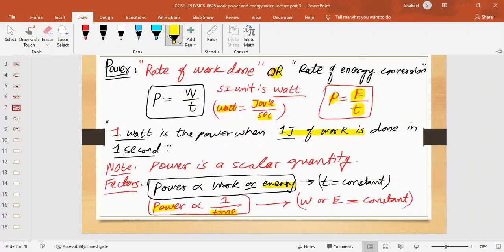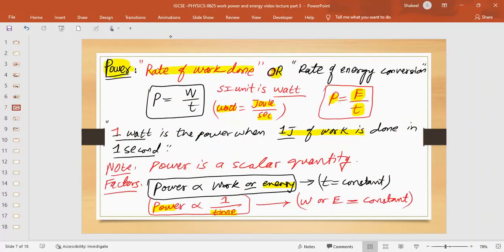Okay, moving forward to power now. Power is the rate of work done. So power is equal to work done over time, or power is the rate of energy conversion. Power is energy over time. Its SI unit is the watt. Watt equals joule per second, as work or energy is in joules and time is in seconds. So 1 watt is the power when 1 joule of work is done in 1 second. And power is a scalar quantity, so no need to bother about its direction.